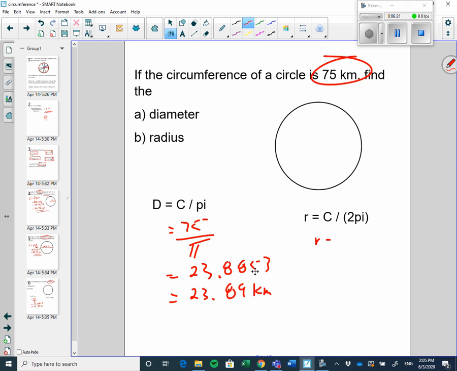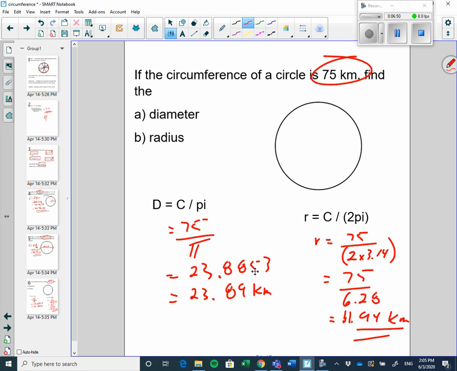The radius is going to be the circumference, 75 divided by 2 times 3.14. Now you got to be careful here. You've got to put brackets there on the bottom. I would suggest you go 2 times 3.14, which is 6.28, and then do that. 75 divided by 6.28. 11.94. 11.94 kilometers is our radius.